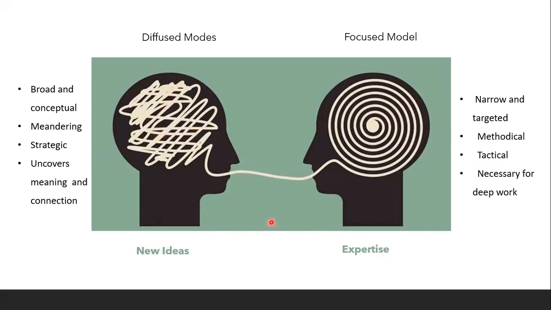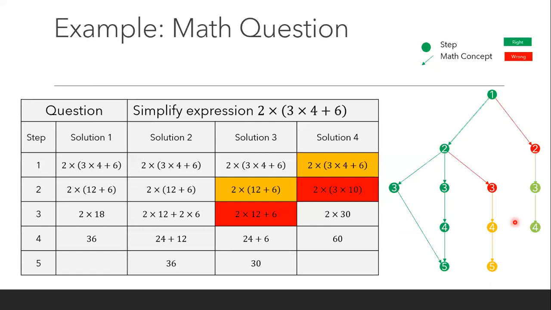So these are some features: they are broad, conceptual, meandering, strategic, and uncover meaning and connections. Whereas the focus mode has these features: they are narrow and targeted, methodological, tactical, and necessary for deep work. So both of them have different virtues. This is also important. That is also important. However, when we learn something, we have to use both the modes.